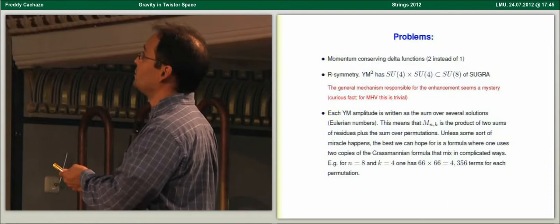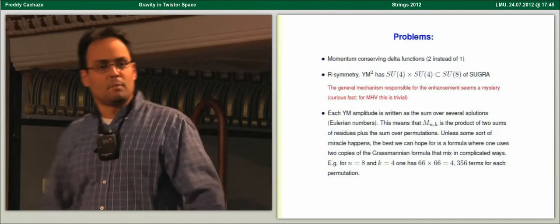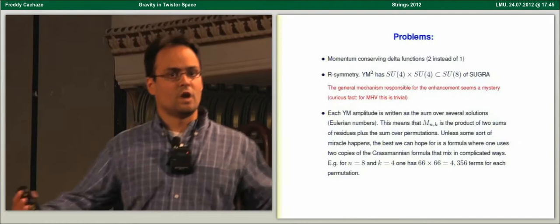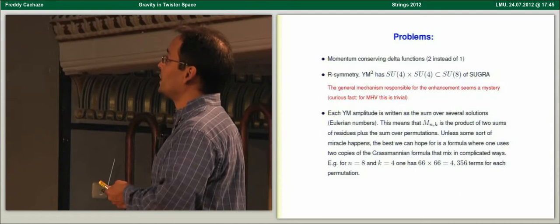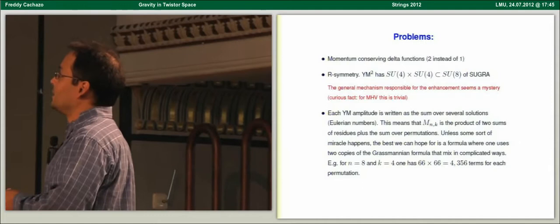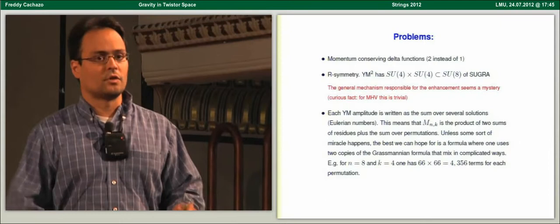The next one is a puzzle with the R symmetry. Yang-Mills only has SU(4) as an R symmetry. You have two copies of them, so you get SU(4) cross SU(4), which is a subgroup of the SU(8) R symmetry that supergravity is supposed to have. And the general mechanism responsible for the enhancement seems to be a complete mystery. A curious fact is that the enhancement is trivial for the MHV sector, but not so for any of the other sectors.